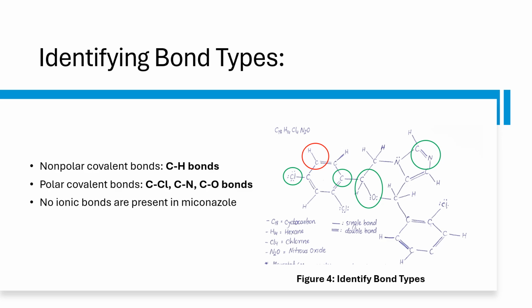Identifying bond types. According to the image of the Lewis dot structure on the right side, we see nonpolar covalent bonds of C-H bonds, and polar covalent bonds of C-Cl and C-N and C-O bonds. There are no ionic bonds present in miconazole.